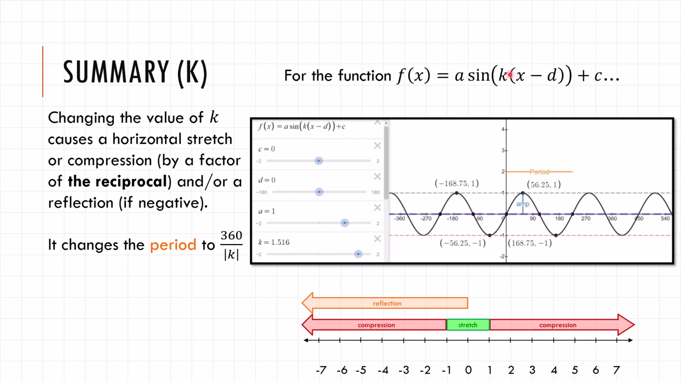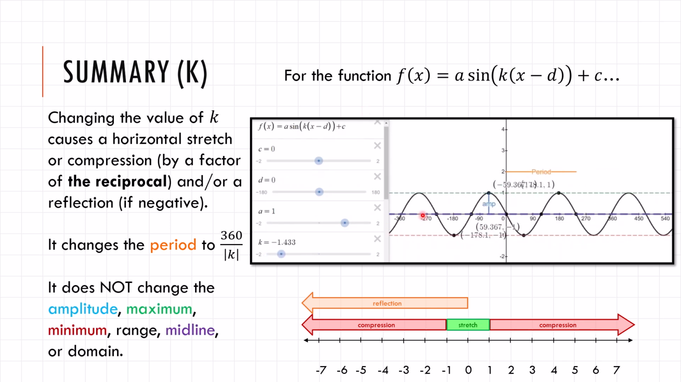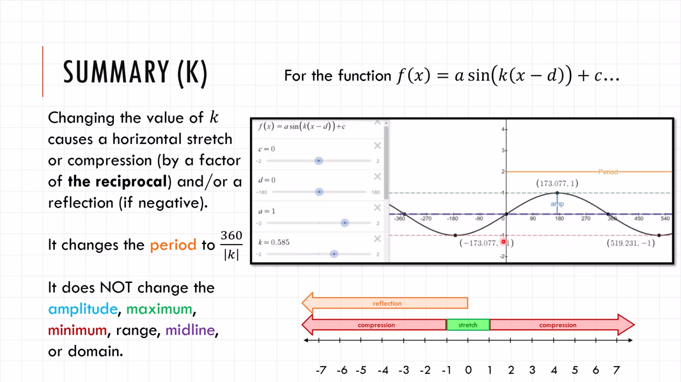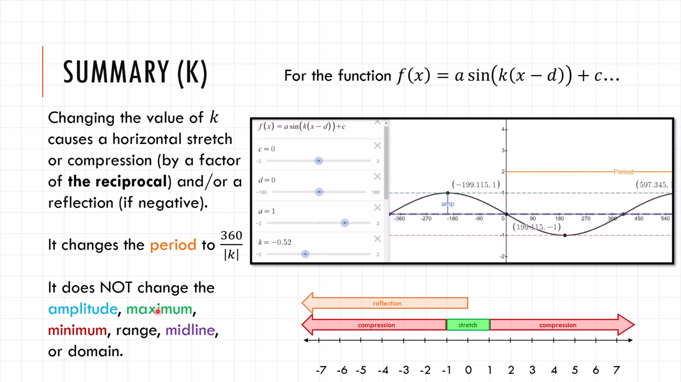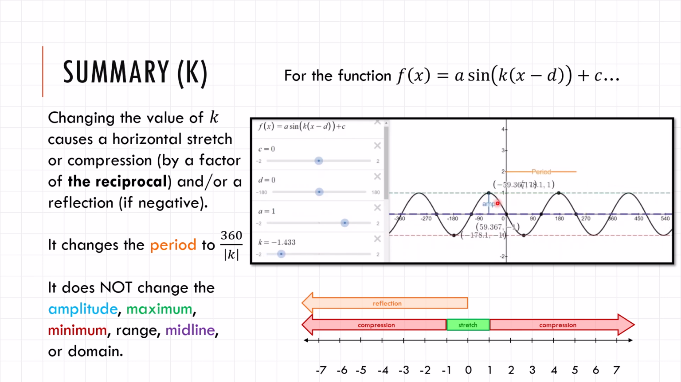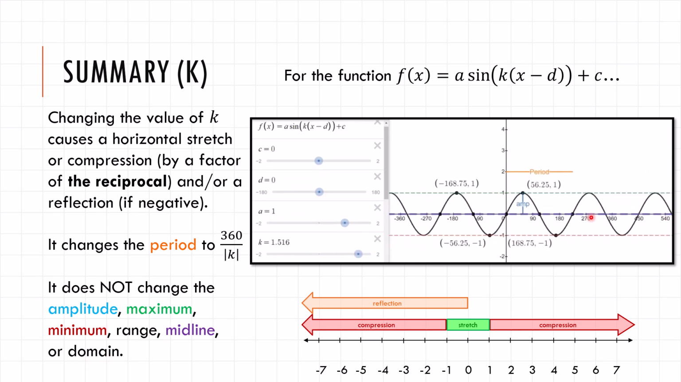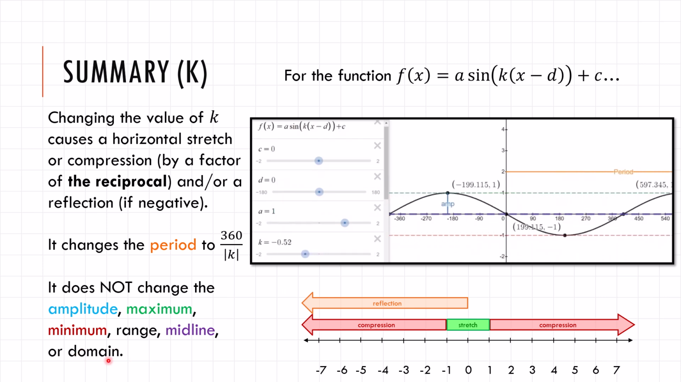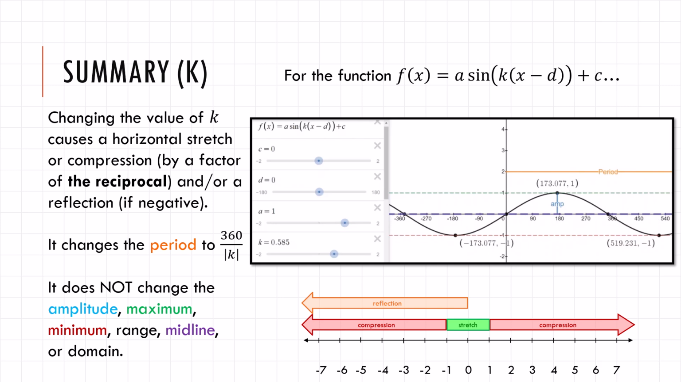Changing the value of k, though, does not actually change the amplitude, which remains at 1 here. It doesn't change the maximum or the minimum or even the midline. It doesn't change the range because the maximum and minimum have stayed the same. And it doesn't even change the domain because the domain is every real number. However, it might change the domain of one period if we were looking at just one period, but that's about it.